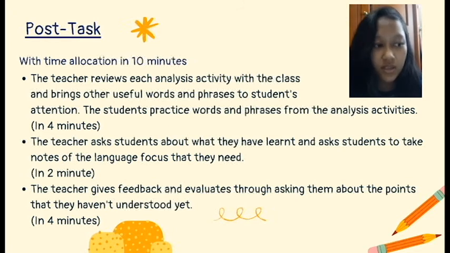The third activity. The teacher gives feedback and evaluates by asking them about the points that they haven't understood yet. Time allocation is 3 minutes. Rationale: the success of the task can be evaluated and given feedback by the teacher, and it can be seen in the form of the learners' outcome. After that, students can apply it in everyday life.